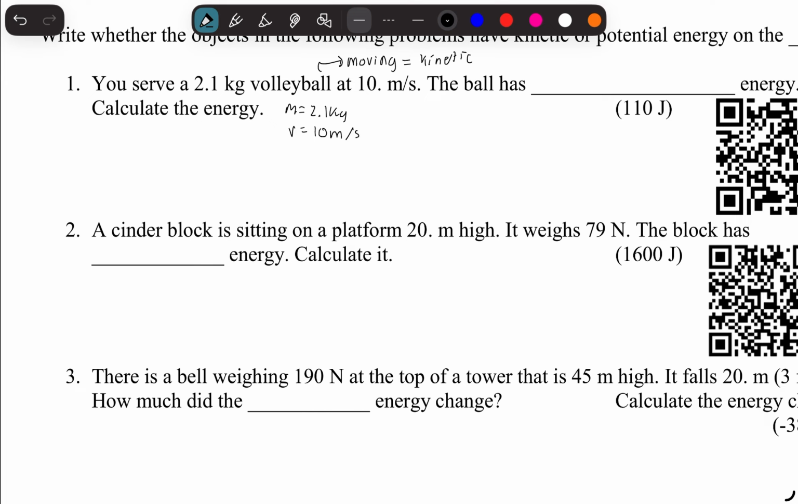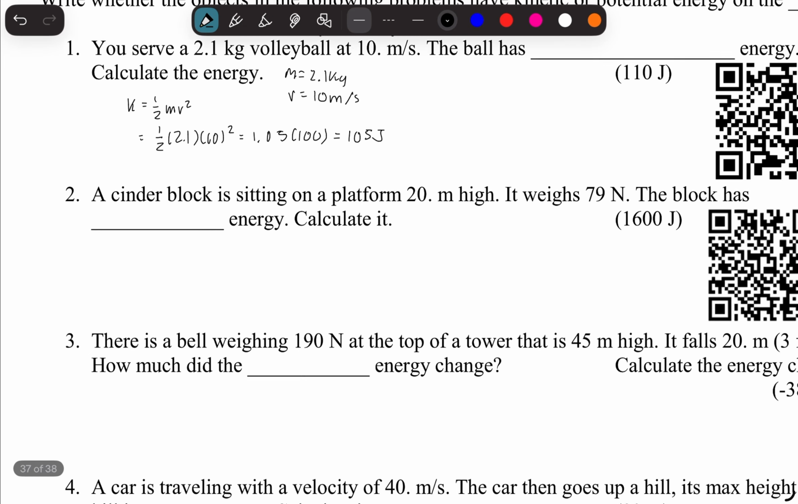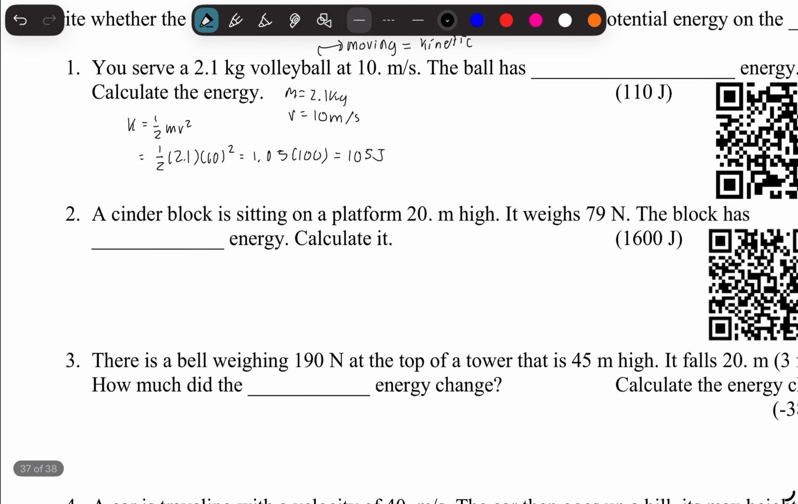So we simply use the formula for kinetic energy, 1/2 mv squared, and we substitute in. Then we get 110 joules. This is just rounding error. So this is approximately 110, we're going to say.